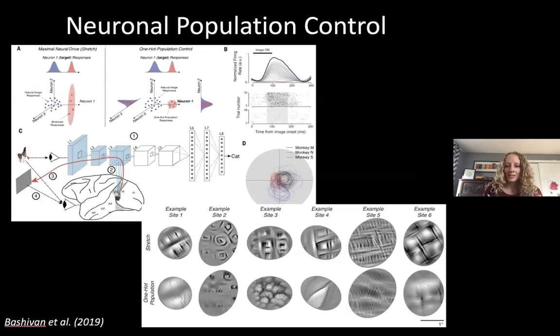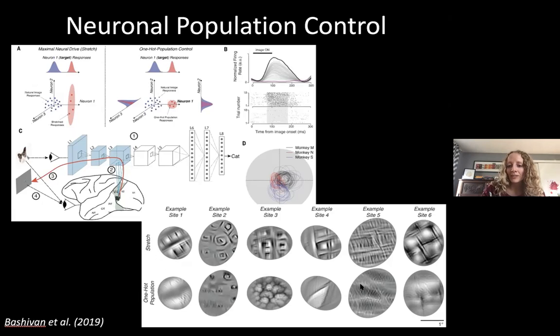So a similar thing has been done. Again, I believe this was in macaques. And here what they were trying to do, they had two different cost functions. One of them was to just maximally fire a population of neurons. So in this case, it's not a single neuron that they're recording, but a population of them. And one of the objectives was to maximally fire a certain population of neurons. And another one was this kind of one-hot population control where they wanted to specifically maximize a set of neurons and minimize the activity of others. So a selective activation versus just a maximal activation.